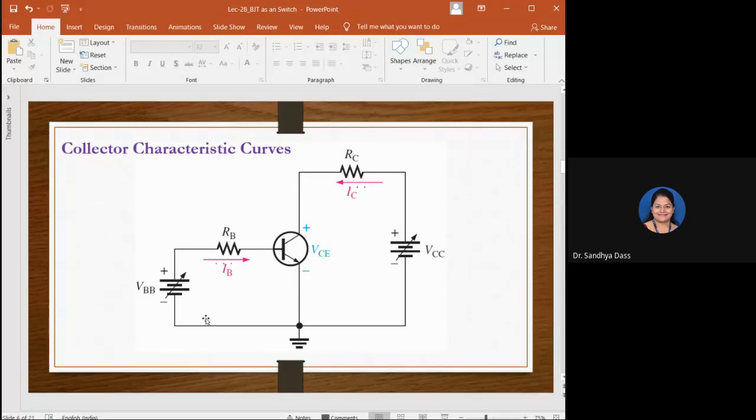Observe that this is your input port, this is your output port, or also you can call it the input circuit and output circuit. The emitter is taken as common to the input circuit and the output circuit, right? So this is common emitter configuration. And obviously, you answered rightly. This is an NPN type of transistor, right?